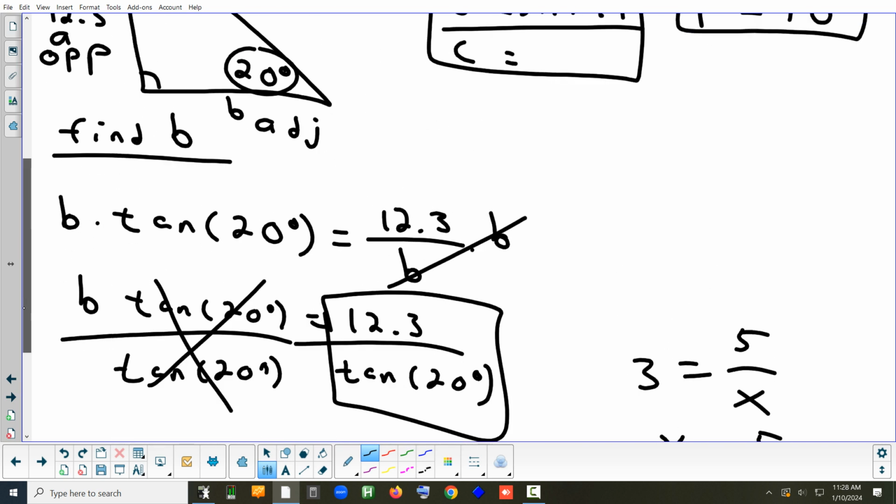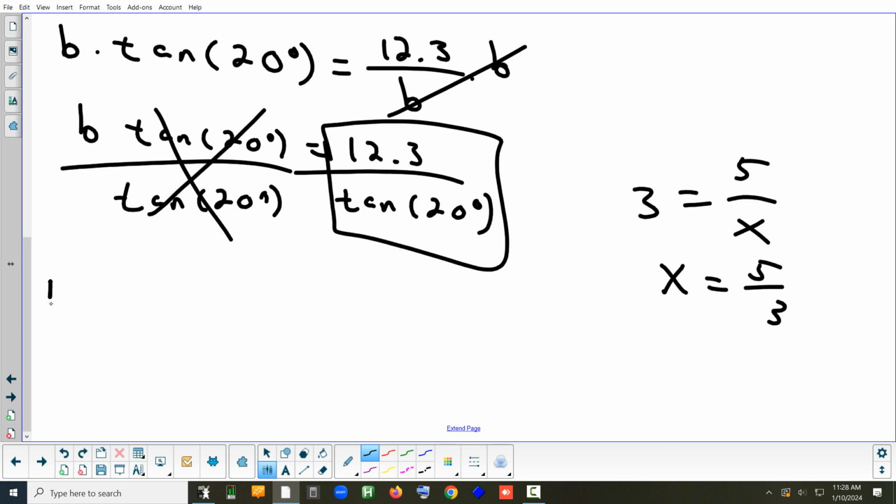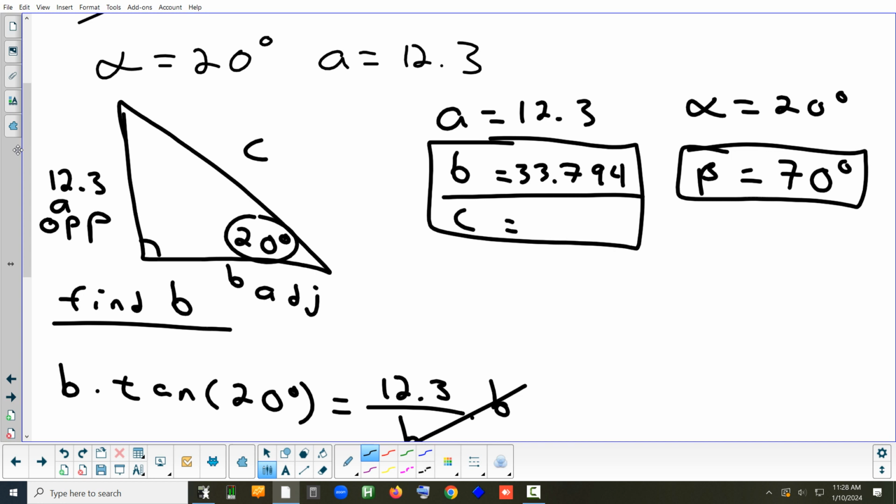All right. So now that was find B. Let's find C. Still using the 20 degrees. What position is side C? Yep. All right, so now we're trying to find hypotenuse. And we were given opposite. Which trig function has those two? Hypotenuse and opposite. Sine.